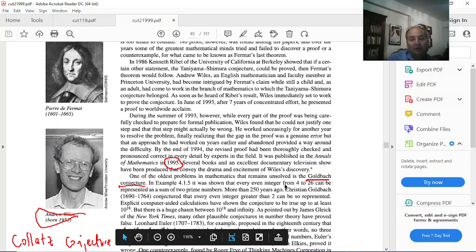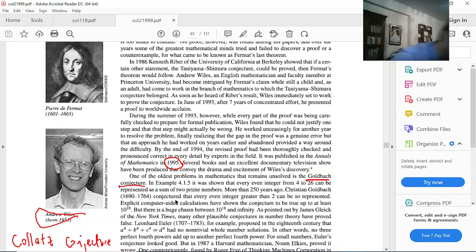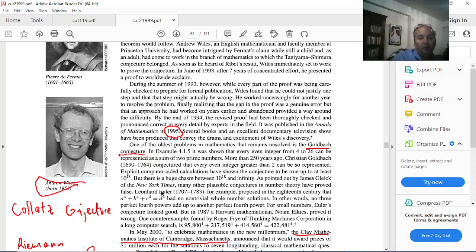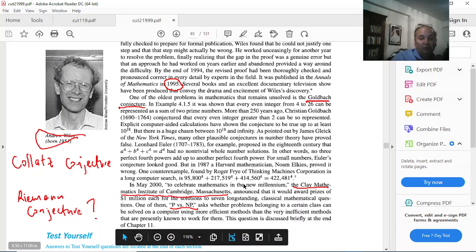Goldbach's conjecture is the same. More than 250 years ago, Christian Goldbach conjectured that every even integer greater than 2 can be represented as a sum of prime numbers. But it is not proven yet. Numerically, they checked up to 10 to the 18, and it's not infinity. Between infinity and 10 to the 18, at least we have many, many numbers. A lot of conjectures: the Collatz conjecture, the Riemann conjecture, the Clay Mathematics Institute problems, check the internet, P versus NP, and now the Navier-Stokes conjecture.